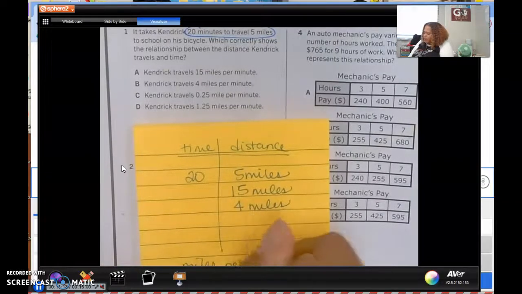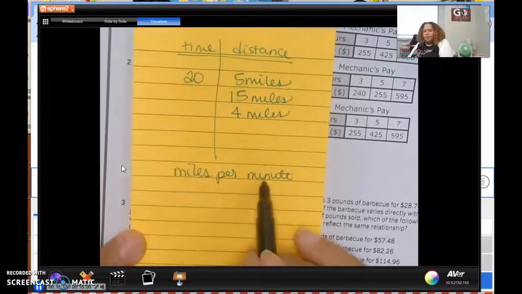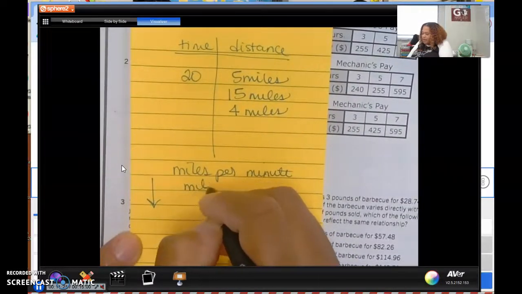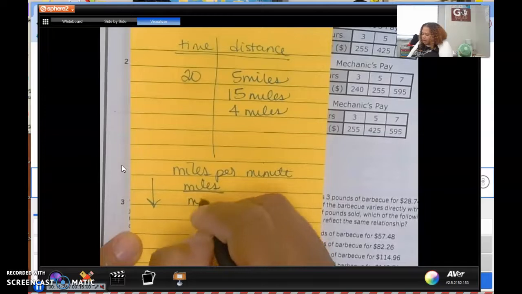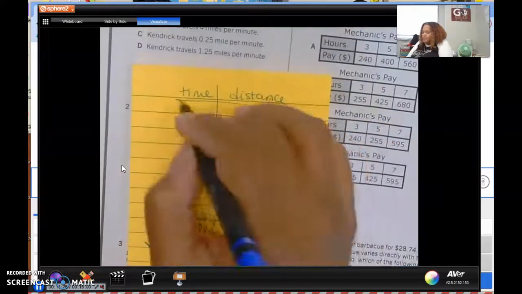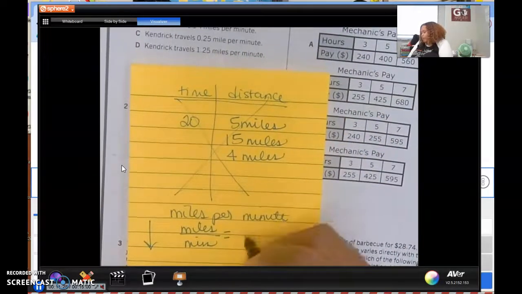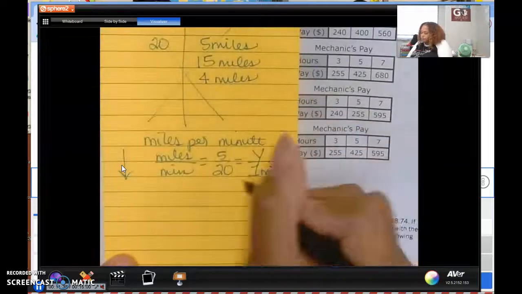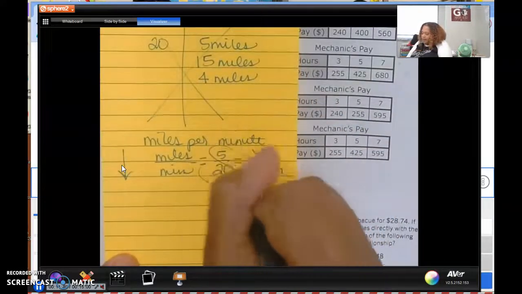Miles per minute. We read left to right, top to bottom, so it goes miles per minute. I'm doing this extra stuff for no reason. 5 miles over 20 minutes equals y miles in 1 minute because I need that unit rate. So I could cross multiply, then divide.